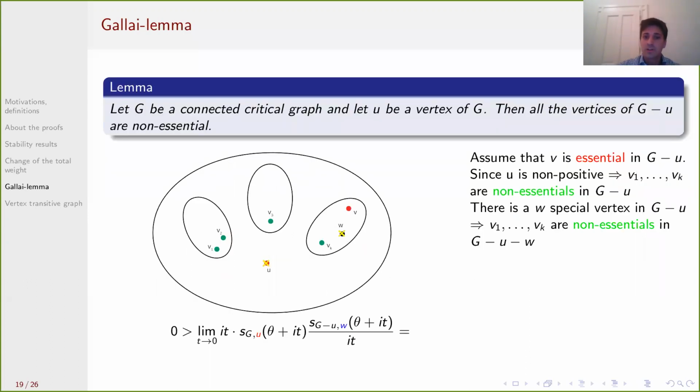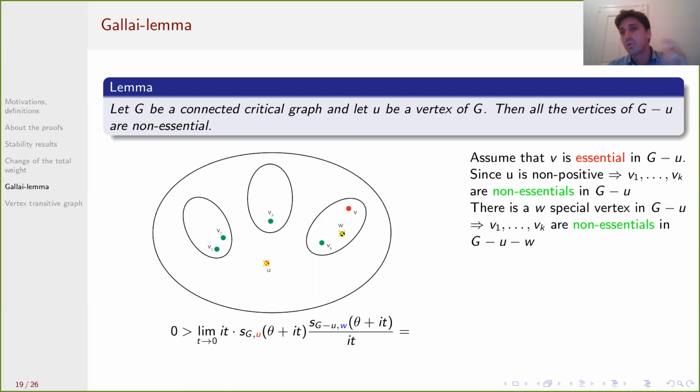Okay. On the other hand, what do we have? This first product is the atom at theta. Since U was essential, this is a positive, finite number. And this second one, we delete U and then W, and we are looking at this quotient. What you can recall from the definition of positivity, we know that this quantity is a negative finite number. So we know that this product has to be a finite number and non-zero.